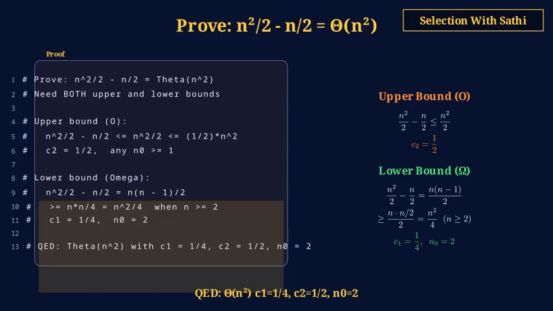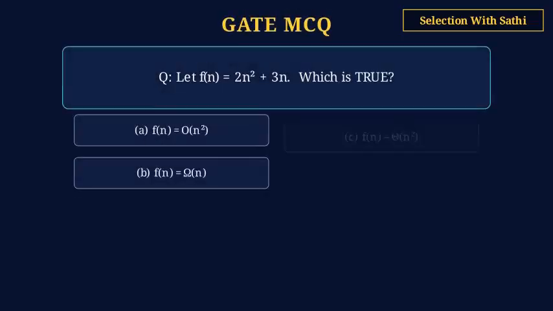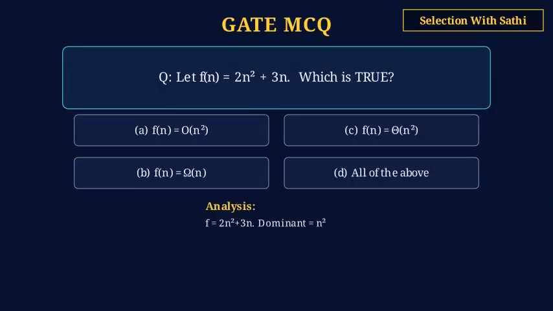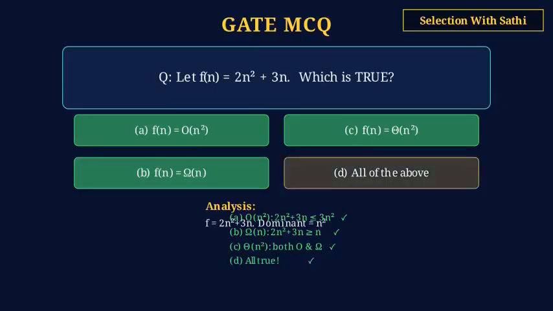Here's a GATE-style multiple-choice question. F of n equals 2n squared plus 3n. Which are true? Option A, f is O of n squared. Option B, f is omega of n. Option C, f is theta of n squared. Option D, all of the above.